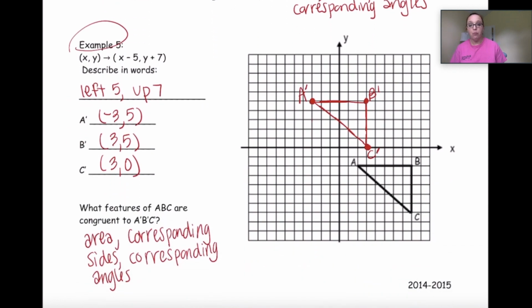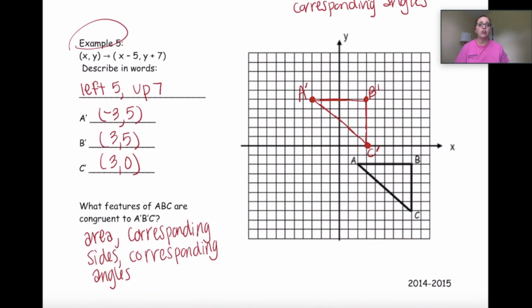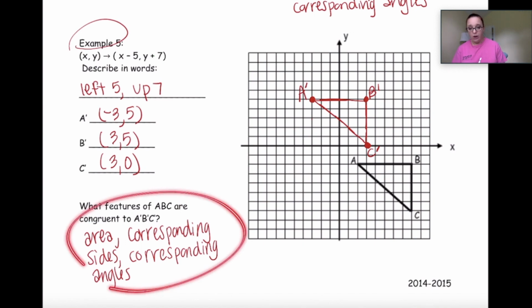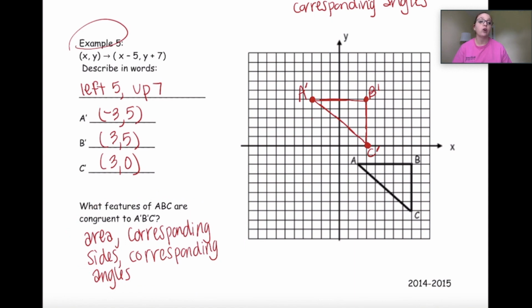And then in example 5, here are the solutions for that. And it's the same kind of scenario as far as the features that are congruent. So again, the area, the corresponding sides of both triangles, and the corresponding angles.